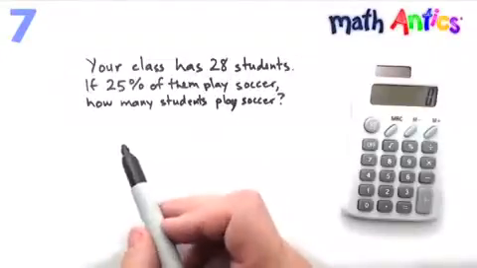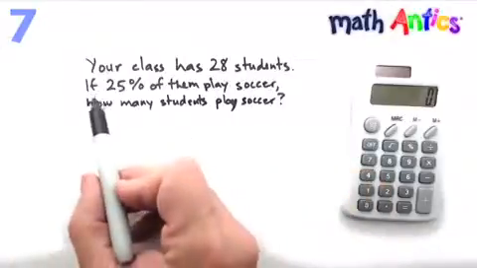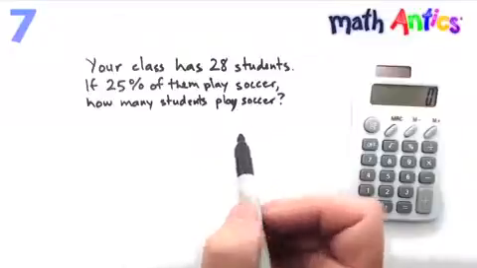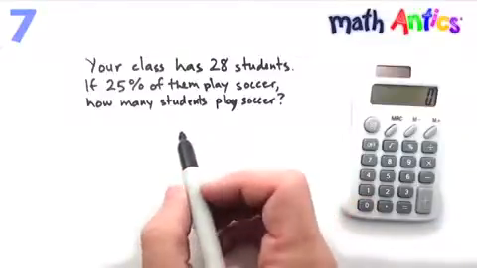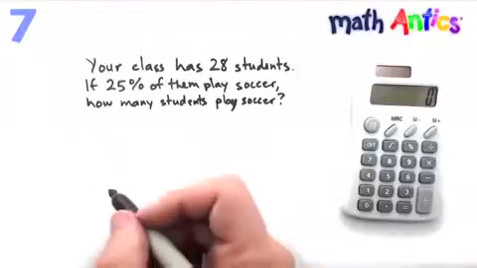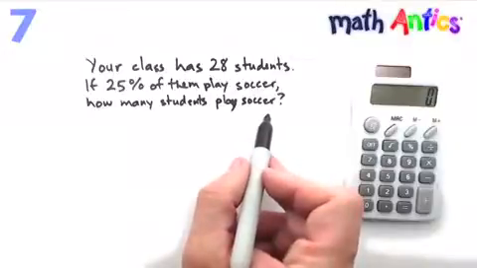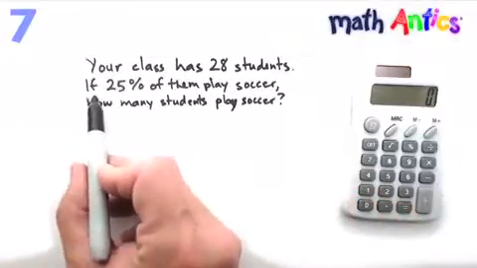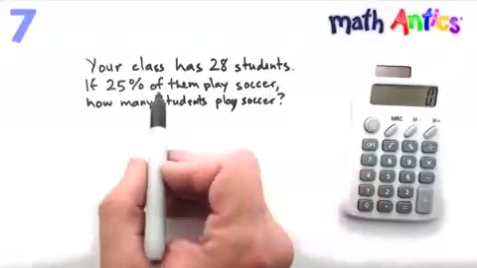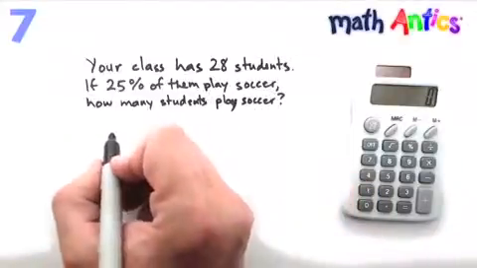And this time we have a word problem. Your class has 28 students. If 25% of them play soccer, how many students play soccer? The important thing to do in a word problem is figure out what the question being asked is. The main question is how many students play soccer? And right above it, we see that 25% of some amount play soccer. So let's write down that part.